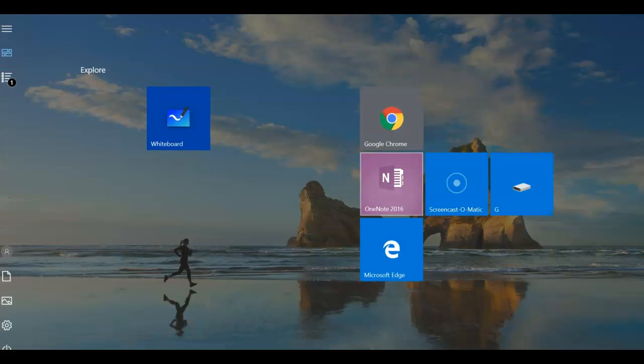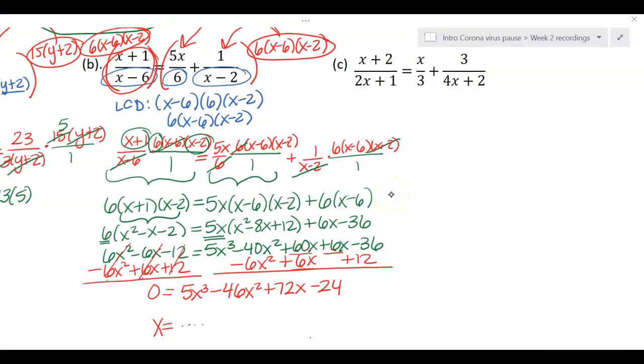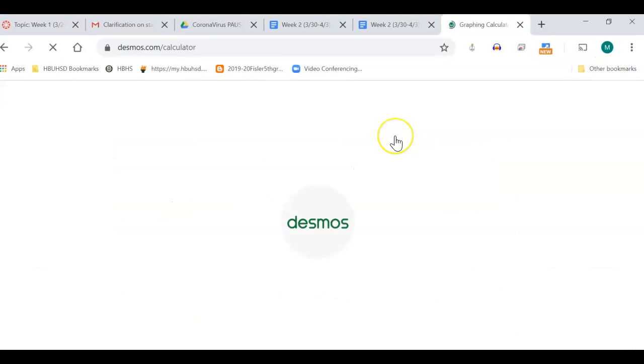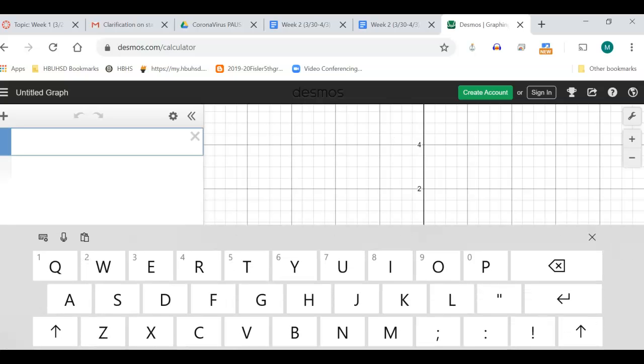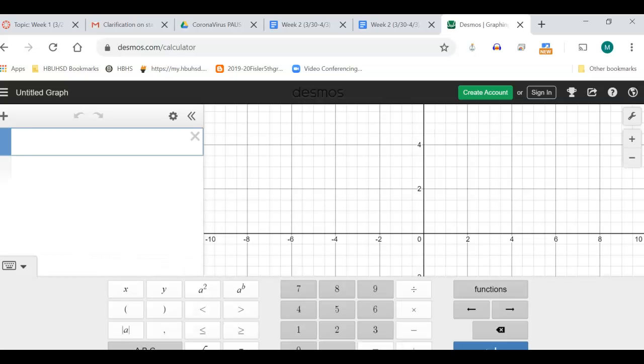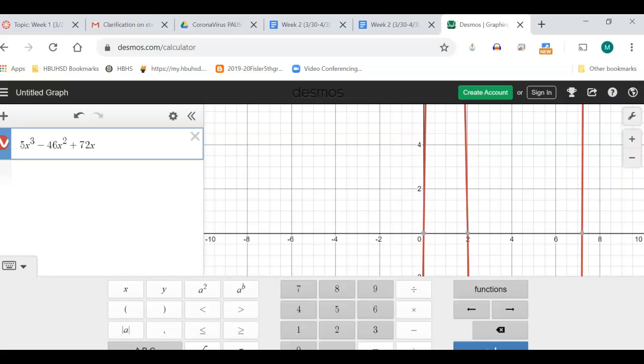Let me go back and get our equation. So we have 5x cubed. I'm going to type that into Desmos, but I have to try and not forget it. So let's see here. Sorry about the delay. So I would just graph it for you and we can just find where this equation equals 0. If we type it in, 5x cubed minus 46x squared plus 72x minus 24.